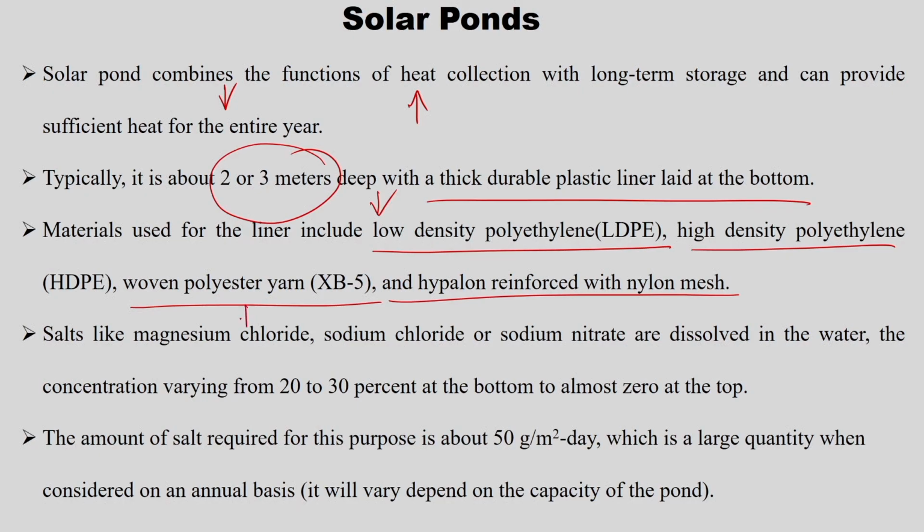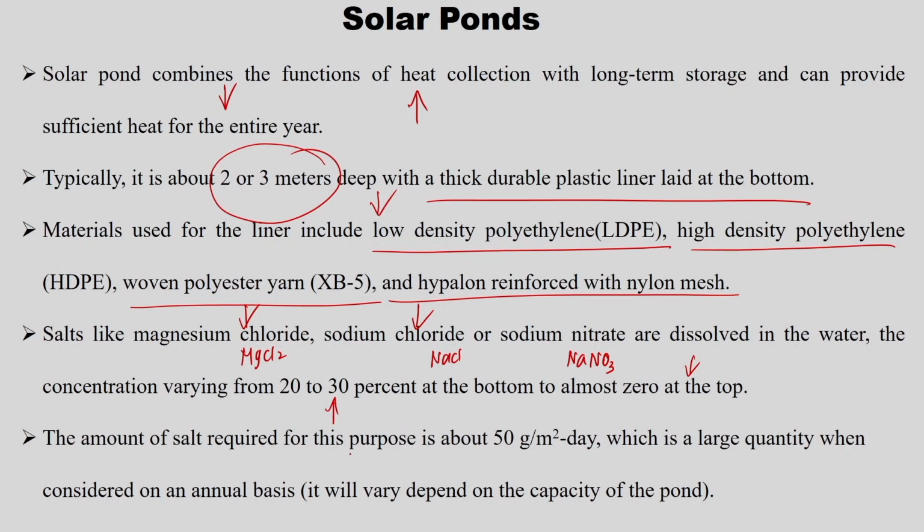And salts like magnesium chloride, sodium chloride, MgCl2, NaCl and NaNO3, sodium nitrate, are dissolved in the water, with the concentration varying from 20 to 30% at the bottom to almost 0 at the top. The concentration at the top is very less, and the concentration at the bottom is 20 to 30%.